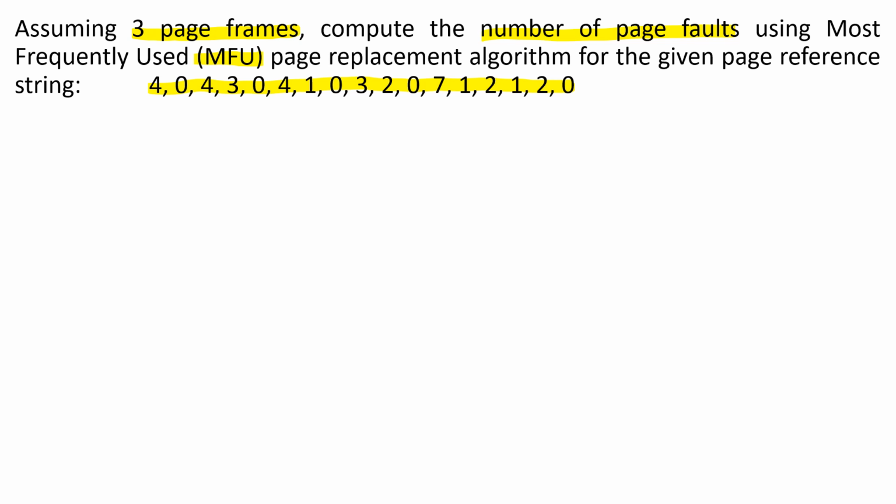Okay, so let's start. We are given 3 page frames, so we know that we have memory for 3 pages. Then we look at the number of distinct pages. If you see, the number of distinct pages is 0, 1, 2, 3, 4 and 7. These are the distinct pages which we have.